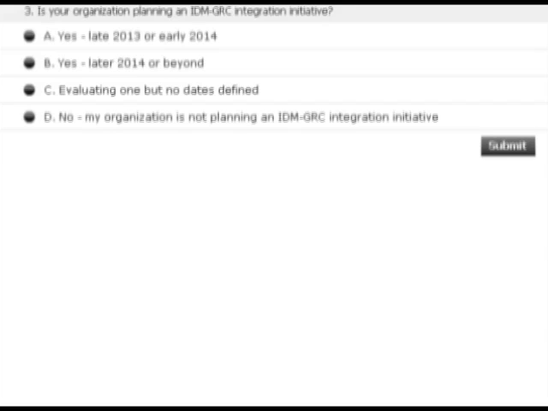I think we're going to jump to a polling question now. Yeah, I've jumped to the polling question just to try and keep us on track with timing for this. Is your organization planning an identity management, governance, risk compliance integration initiative? A, yes, late 2013 or early 2014. B, yes, late 2014 or beyond. C, evaluating one but no dates defined. And D, no, my organization is not planning an IDM GRC integration initiative.